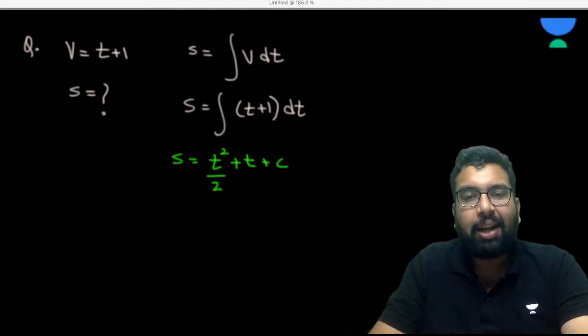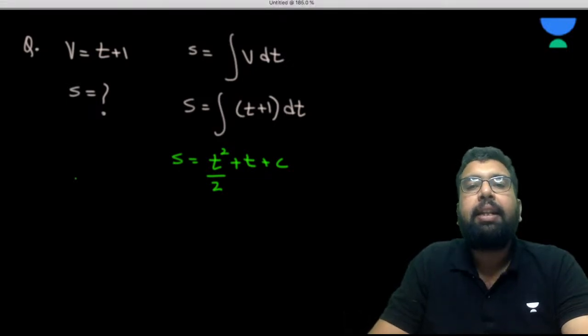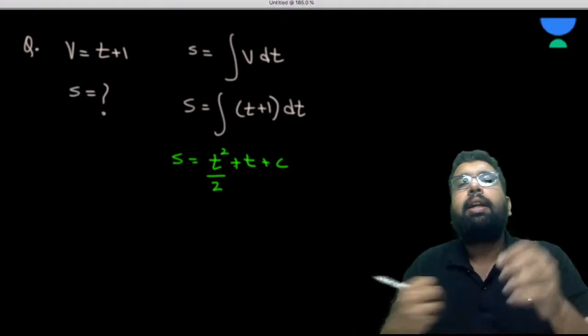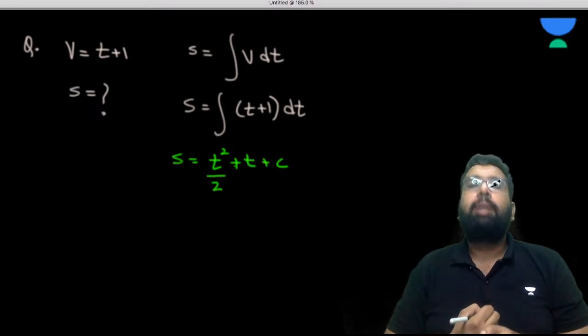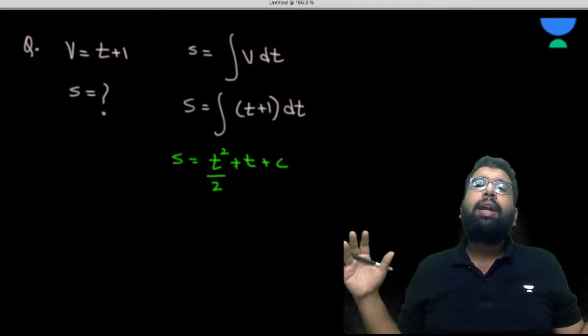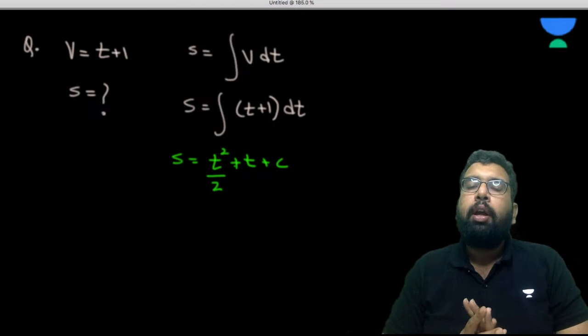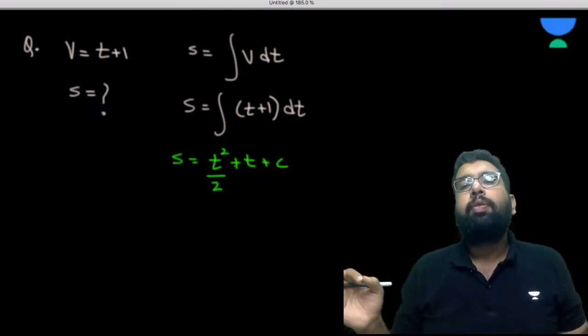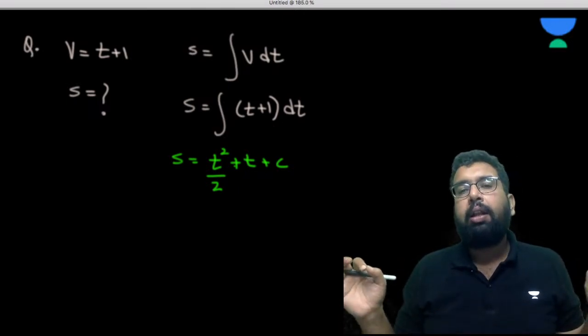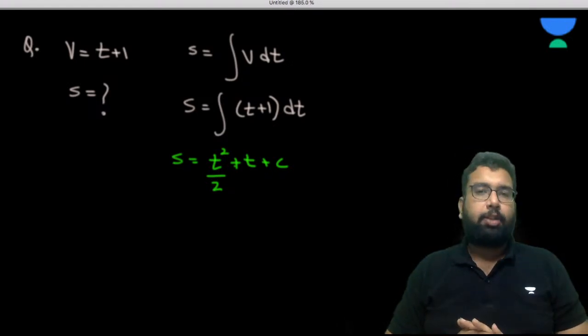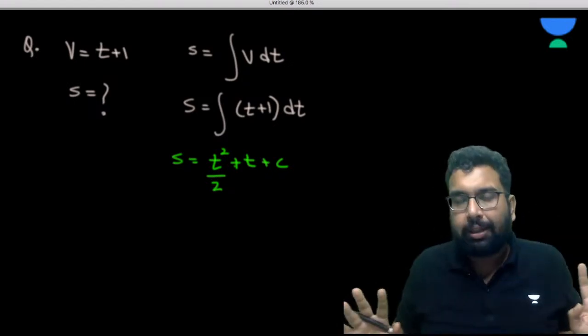Understood? This is an indefinite integral, the integral which has no limits. Whenever we do not write the limits of the integration, we always get the constant of integration. This is something we learned in the last session of integration. So this would be the answer to it.